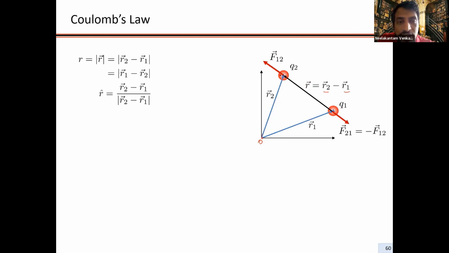So remember, this r2 is going to be r1 plus r. So in other words, you can see that this vector is this vector plus this vector. So based on that, your r vector is going to be r2 minus r1.